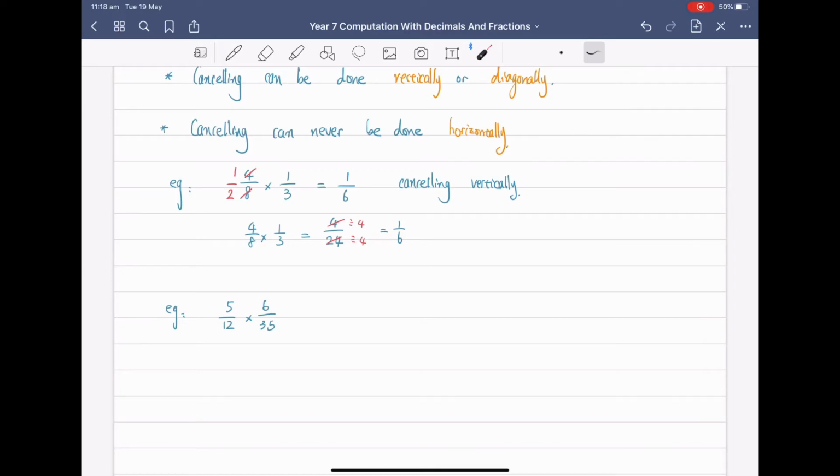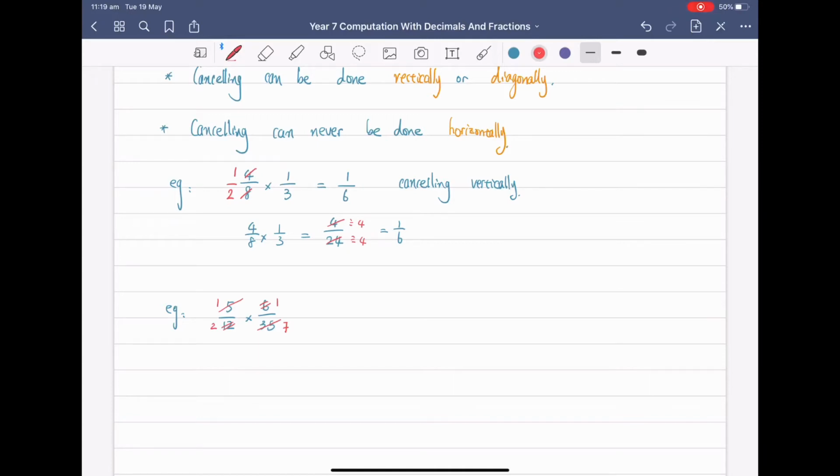All right, what we can do is we can cancel the fractions diagonally. So if you look at 5 and 35, we can divide both numbers by 5. So that gives you 1, that gives you 7. And then if you look at the other diagonal, you have 6 and 12. What you can do is you can cancel the 6 and 12. That becomes 1, and that becomes 2.